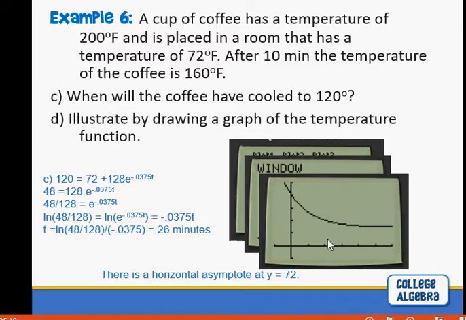You have the plus 72, so it has a horizontal asymptote at 72, which makes perfect sense if you think about it. You have a 200 degree cup of coffee, it's going to cool off until it gets to room temperature. It won't go below 72 degrees because the room is 72 degrees.